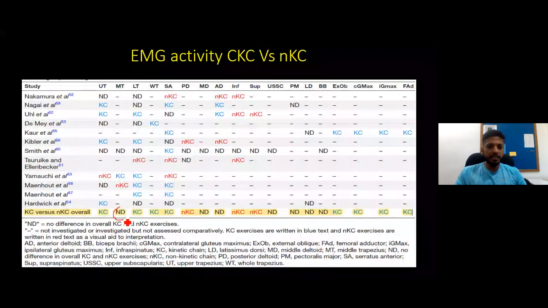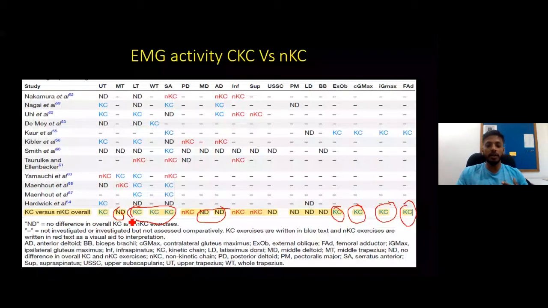Here there is no difference in the activation of the middle trapezius. For the lower trapezius, upper trapezius, whole trapezius and serratus anterior, kinetic chain exercises are better, but not for the posterior deltoid. Especially for the lower trapezius, whole trapezius and serratus anterior, the kinetic chain is better. In the middle deltoid and anterior deltoid, there is not much difference. And in the oblique muscles, which we consider the most important aspect in terms of overhead sport, the kinetic chain is best. In the external oblique and gluteus maximus, the kinetic chain is better at facilitating the contralateral gluteus maximus, the ipsilateral gluteus maximus, as well as the adductors.